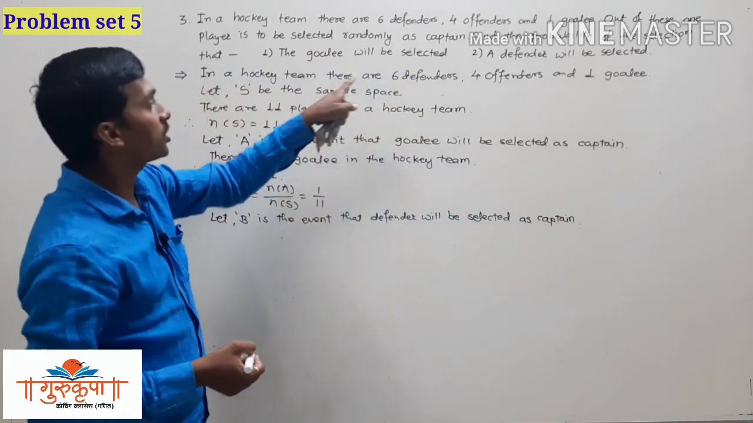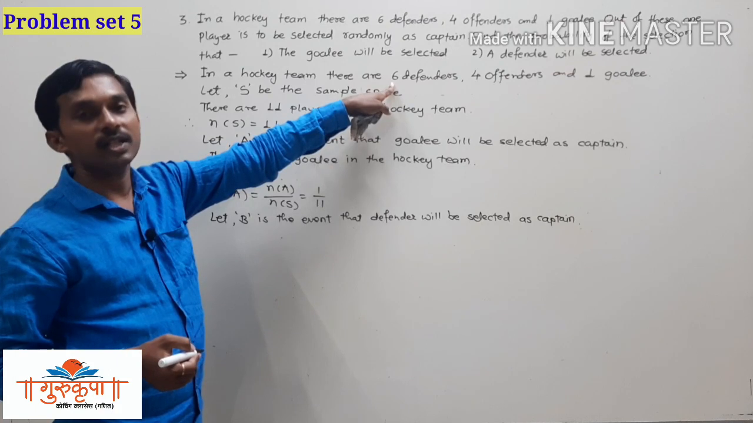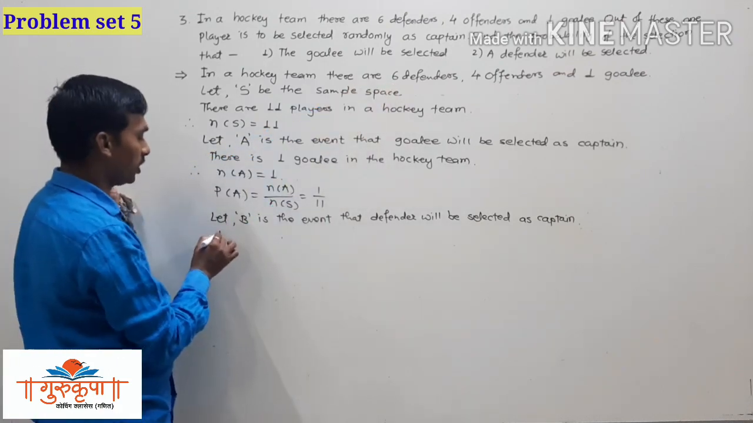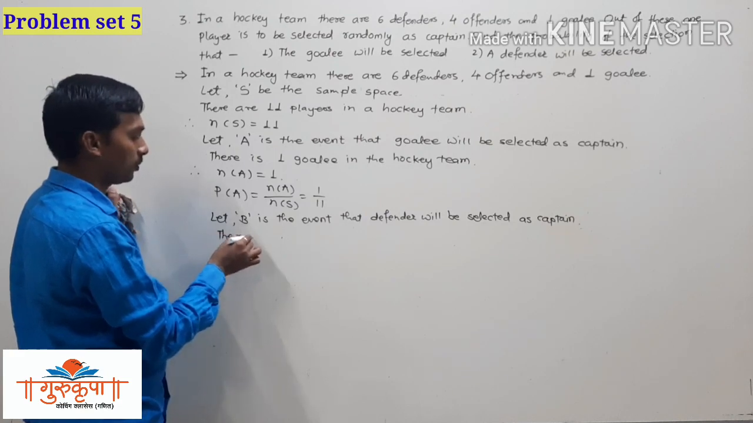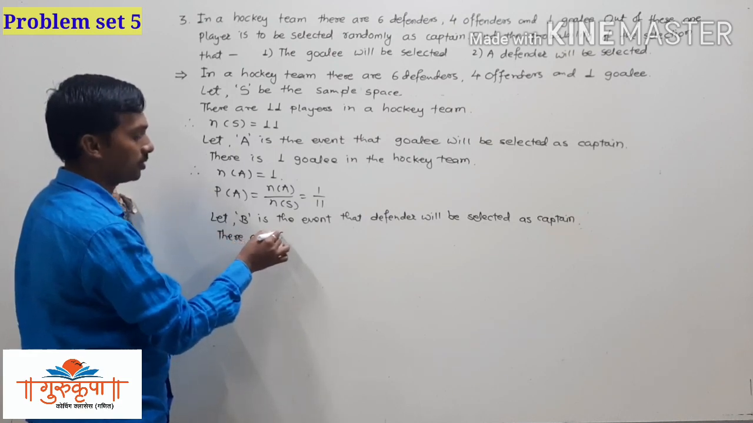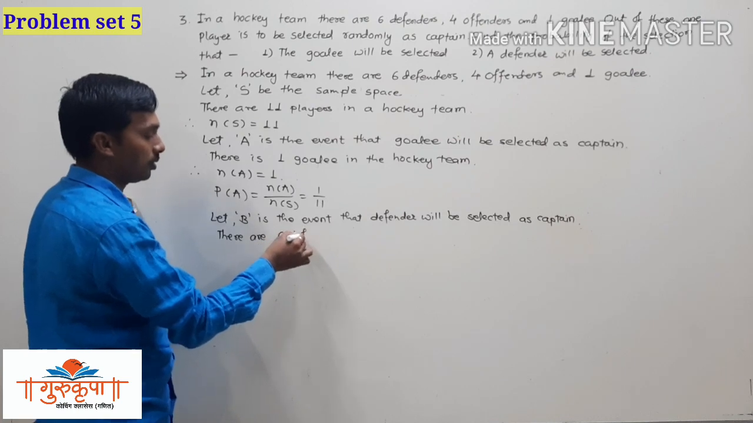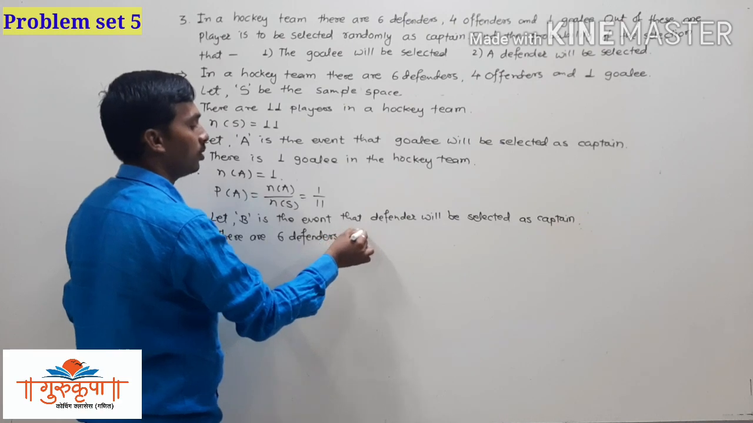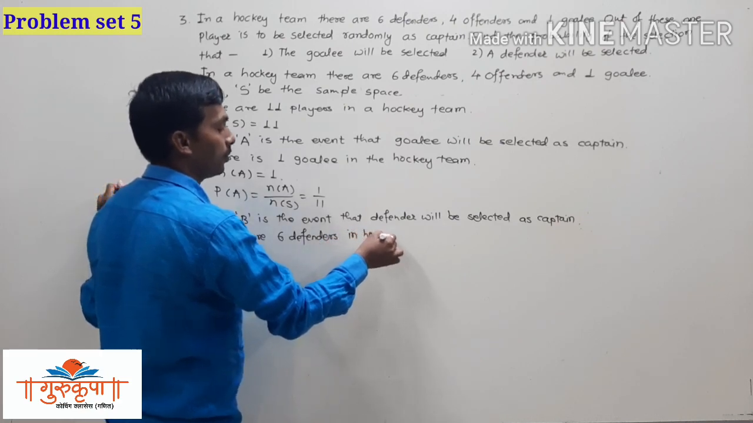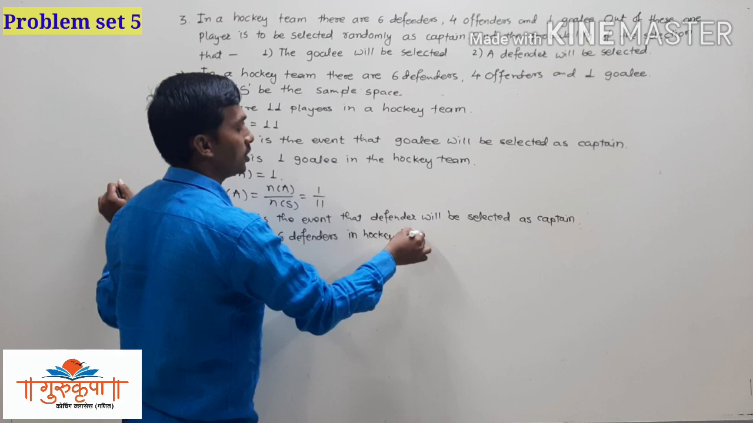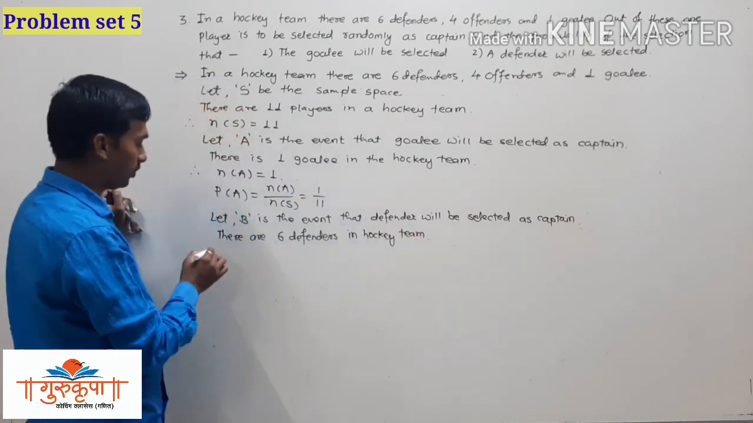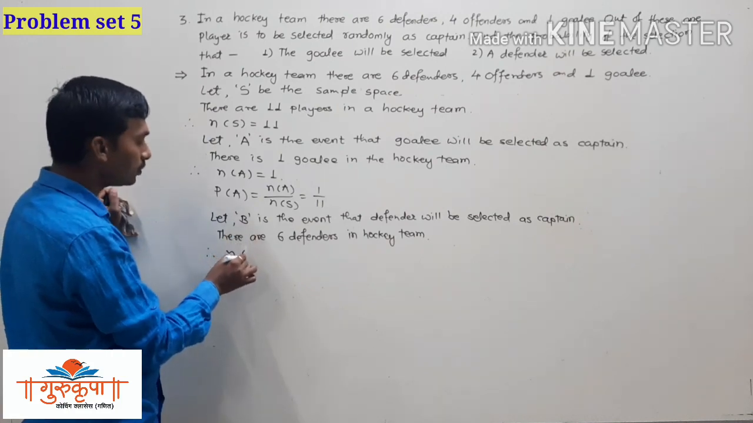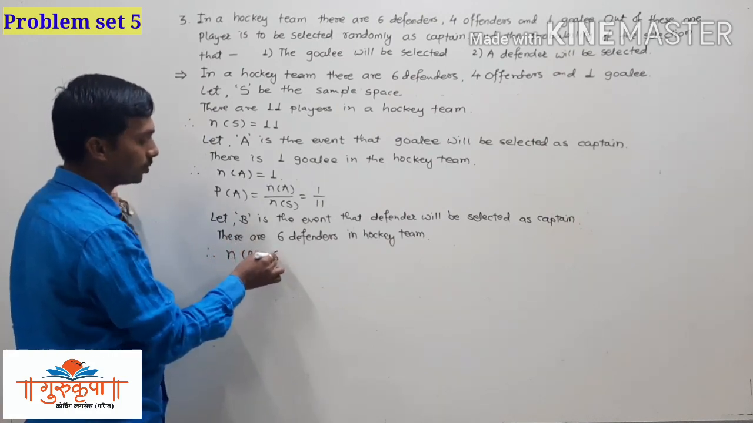Now how many defenders do we have? 6 defenders are there in the 11 players of the hockey team. So here you can write there are 6 defenders in the hockey team. Therefore, number of B is equal to 6.